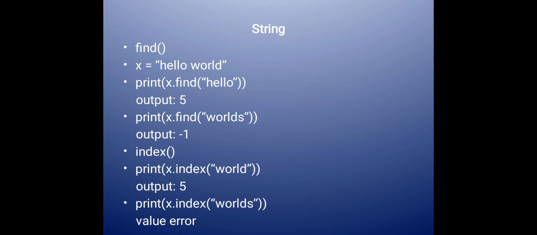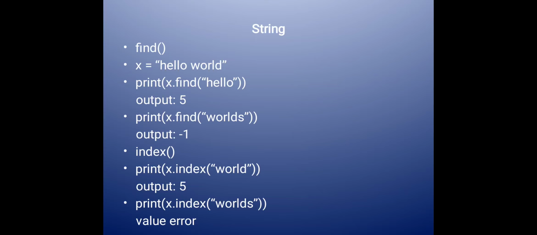And if the word comes twice, it will take the index of the first occurrence. If there is no such word, the output will be -1. That means here, print x dot find hello. There is a word like hello in hello world. The output will be 5.